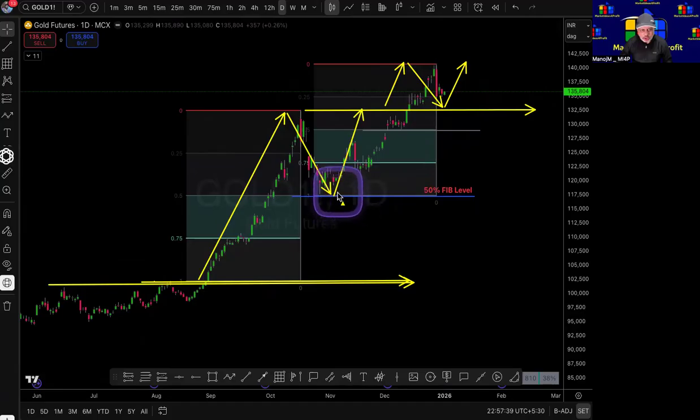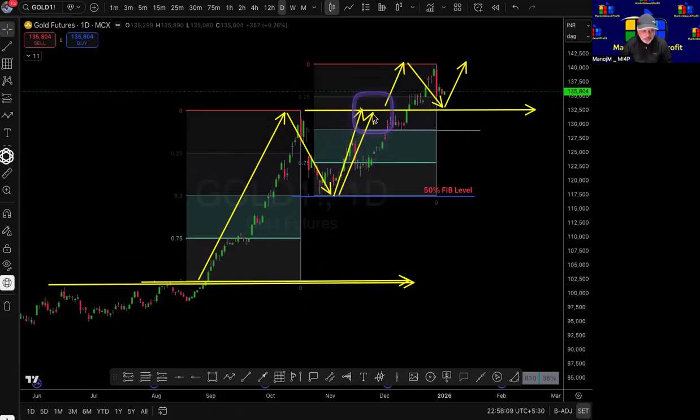Now, the moment it bounced off from here, this particular area became my target. When the price started to bounce from here, this particular area became my target. So from 117,500 to 132,500, that's a 15,000 rupee bounce on gold.